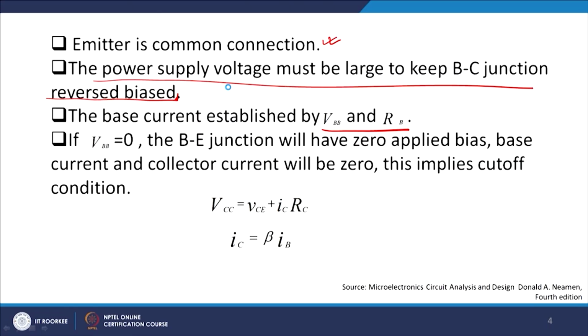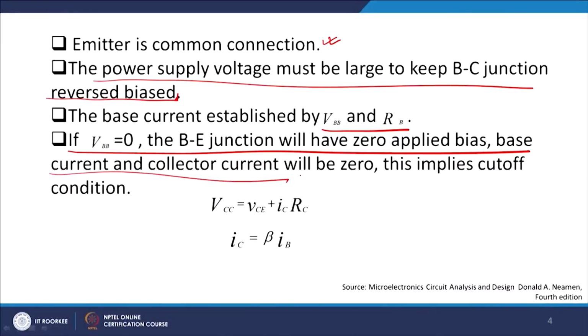So what we get from here is that yes, if VBB is equal to 0, the base emitter junction will have 0 applied bias, right. Why will it have 0 applied bias? Because with VBB equal to 0, effectively your base emitter current, if I am assuming it to be an ideal one, is 0. So 0 minus 0 is 0 and I get no current available to us, and therefore your base current and the collector current will all be 0, and this implies a cutoff condition. So which means that if your VBE or VBB is 0, you are not able to switch on the transistor and therefore you reach the cutoff condition.